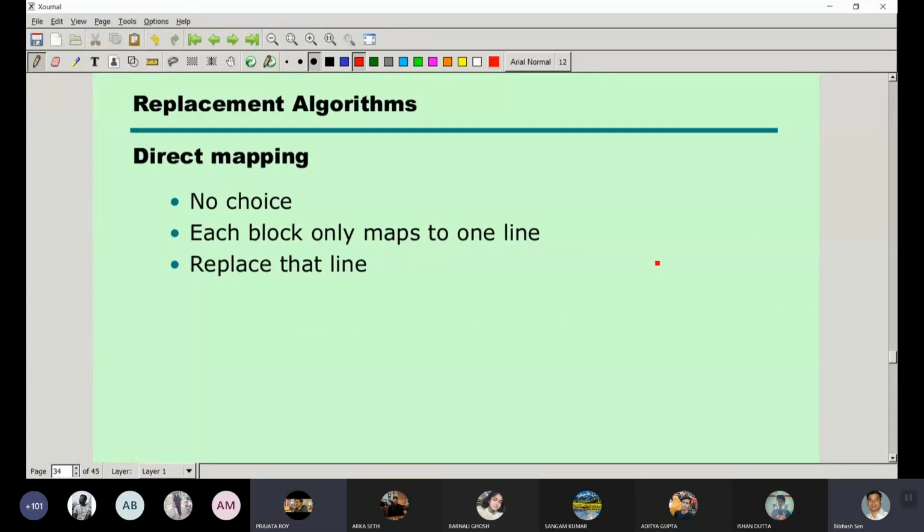So in direct mapping, no choice of replacement. Each block only maps to one line, and replaces that line. So remember this point, very important: no choice. Since no choice, no replacement algorithm.